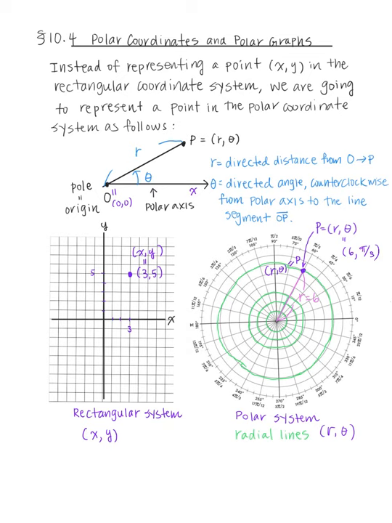Now if I move counterclockwise from our P and revolve one revolution, which is 2 pi, do you see that we're going to get to the same point again? So in this case, this point can be represented as r is 6, and pi over 3 plus 2 pi, which is 7 pi over 3.